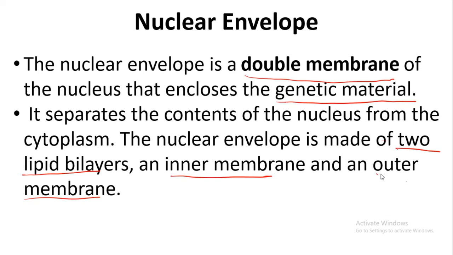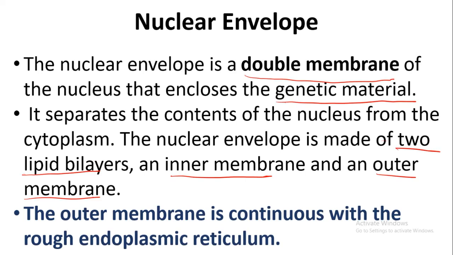One important point which I've already explained is that the outer membrane is continuous with what? The rough endoplasmic reticulum. So we have the endoplasmic reticulum, which plays a role in intracellular transportation. This endoplasmic reticulum is classified into two, depending on the presence or absence of the what? Of the ribosome.